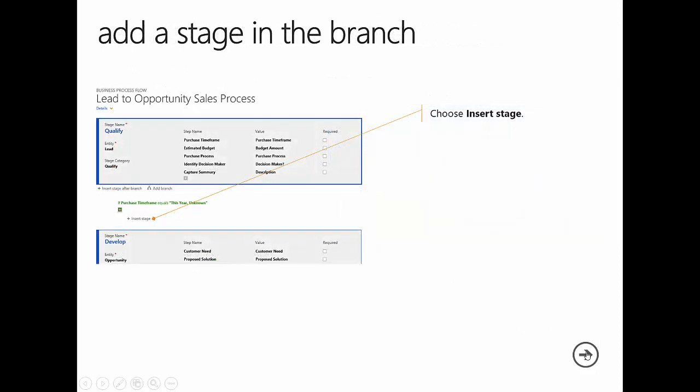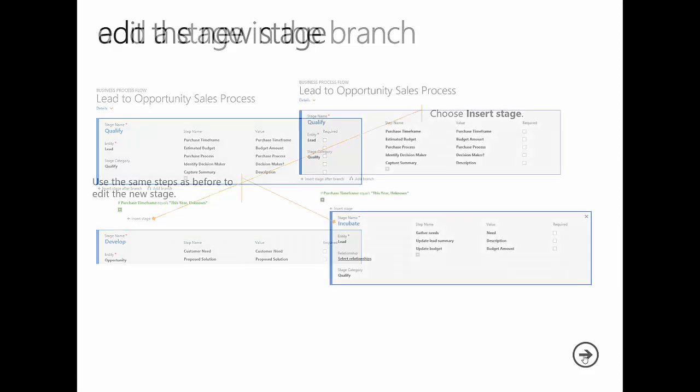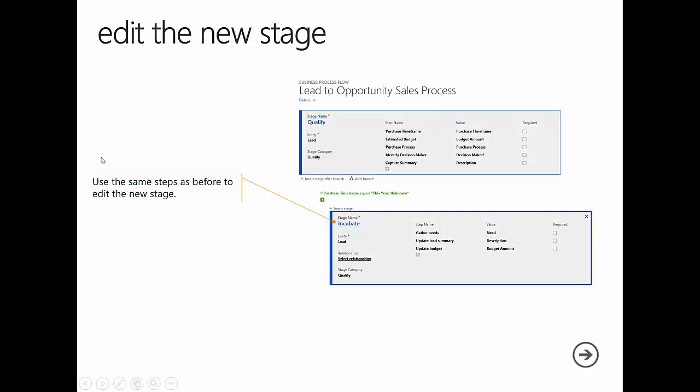Add a stage in the branch. So now we go underneath the line that we just created for the condition, and we insert a stage by clicking the plus sign here. And we edit the new stage. We use the same steps as before to edit the new stage. In this particular case, we have 3 steps.